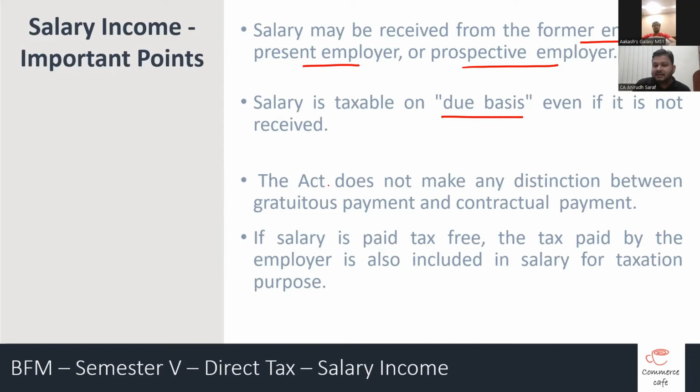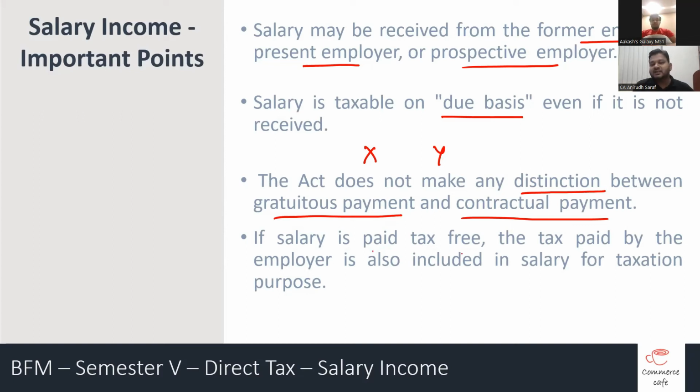Next, the Income Tax Act does not make any distinction between gratuitous payment and contractual payment. What is the meaning of this? Suppose I have an employment contract where I get X amount of money as salary. In one particular year, the company was very happy and they gave me an extra amount Y, like charity. They distributed it to all the employees. So it does not matter whether it is there in my contract or not. If I'm receiving any payment from my employer because of the employment, even if it is not a contractual payment, even then it will be treated as salary. Clear? Yes. Next point.